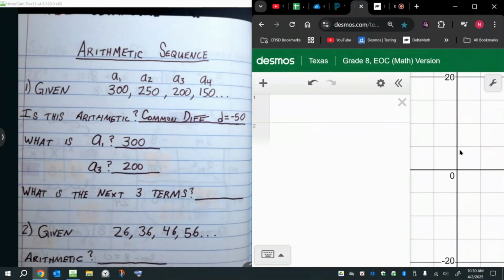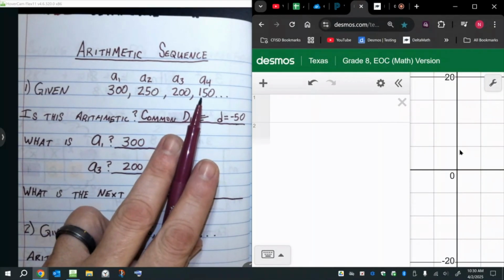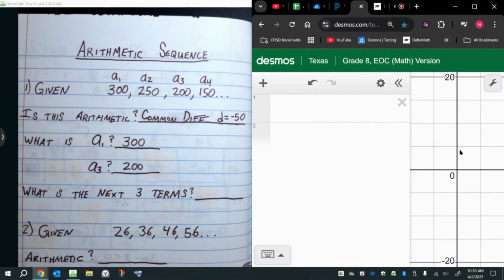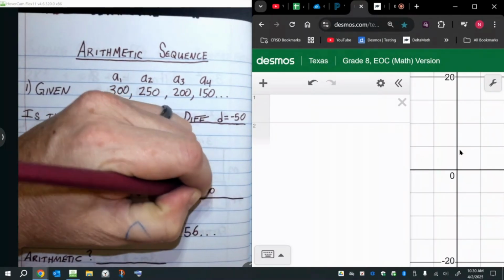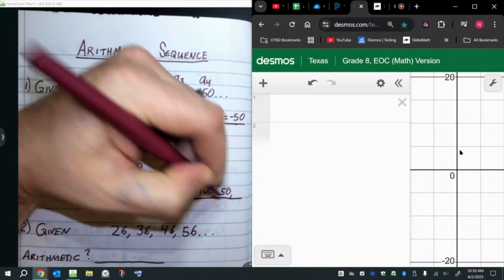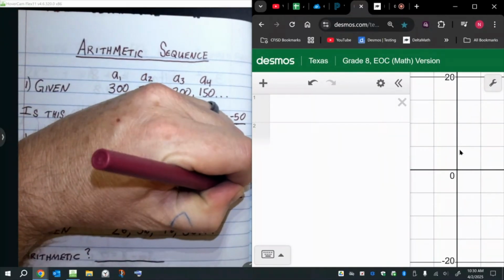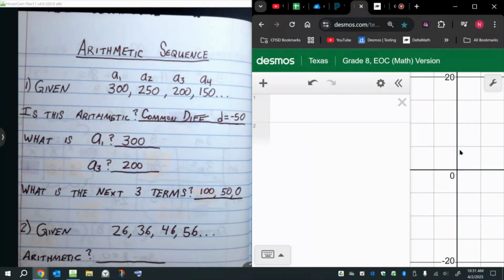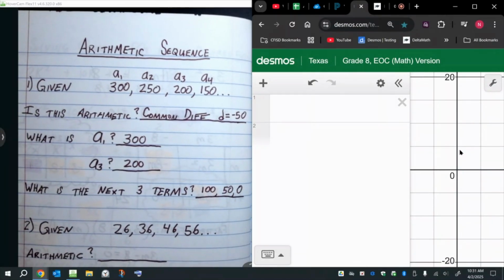All right, what would be the next three terms? Well, what would come after 150? If I keep subtracting, the next number would be 100, and then the next number would be 50, and then the next number would be 0. I just keep taking 50 away.